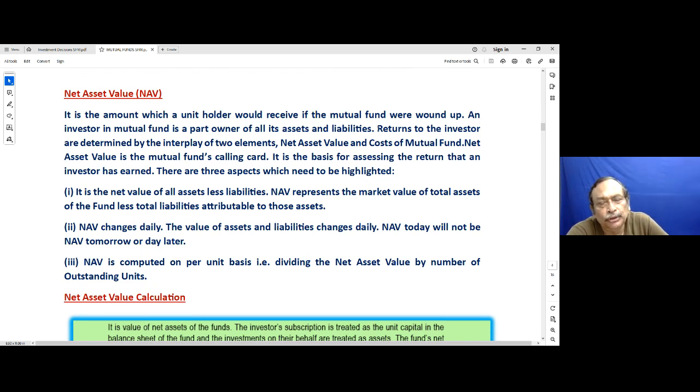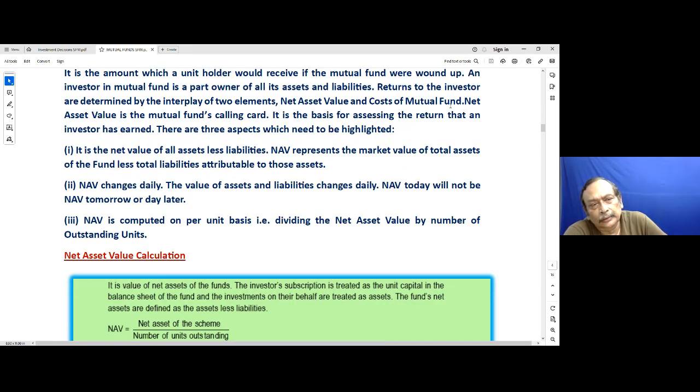Net asset value is the mutual fund's calling card. What is this? It is the basis for assessing the return that an investor has earned. There are three aspects which need to be highlighted. Number one, it is the net value of all assets less liabilities. NAV represents the market value of total assets of the fund less total liabilities attributable to those assets.